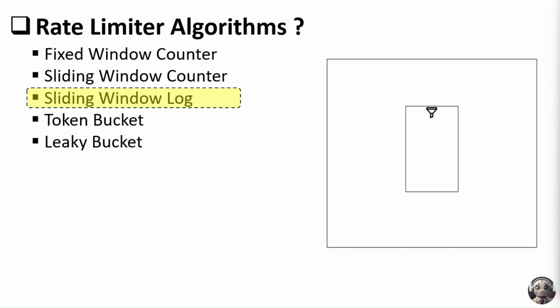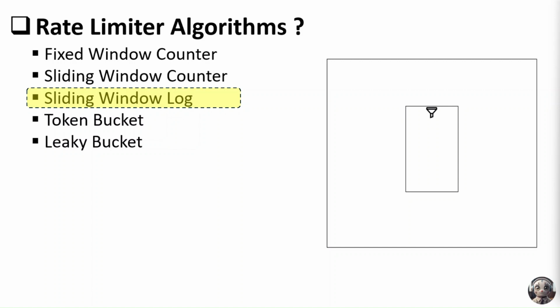The sliding window log algorithm tracks each individual request with a timestamp and uses these timestamps to determine whether a new request should be allowed or denied. Instead of just counting requests within a fixed window of time, it continuously checks the number of requests in a rolling or sliding time window. Let's see how it works.